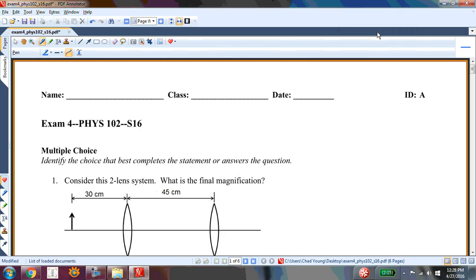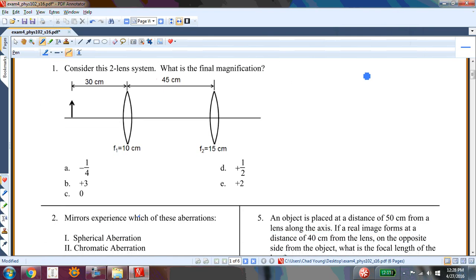Okay, exam 4, spring 2016. Here I have a two-lens system. I want to know what is the final magnification. In order to do this, first I consider the first lens, so that P1 is equal to 30, F1 is equal to 10 centimeters. And I solve for Q1.